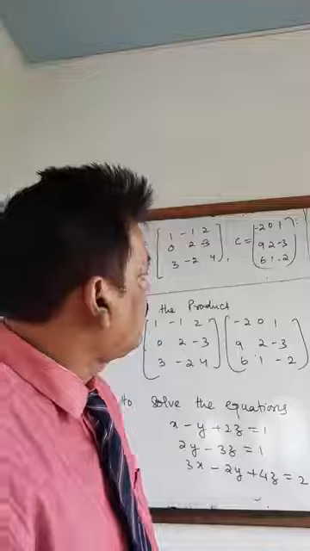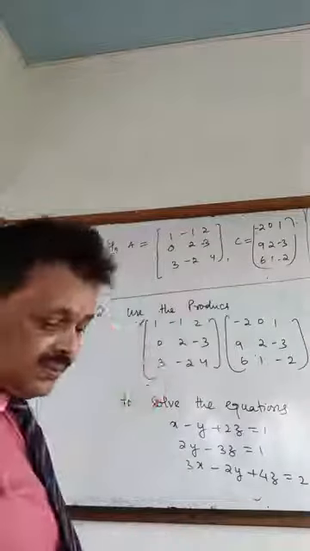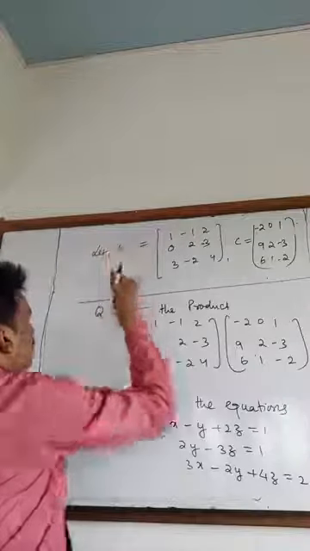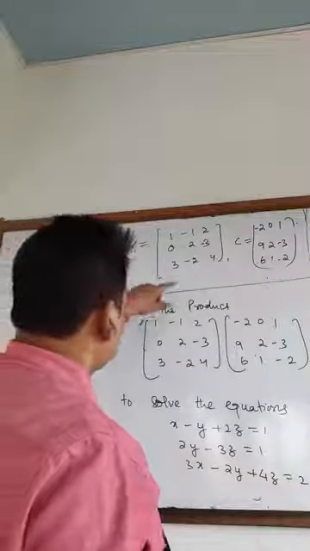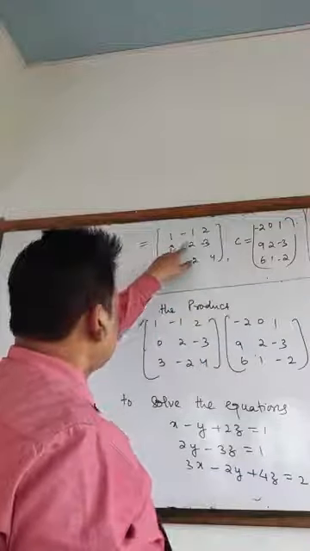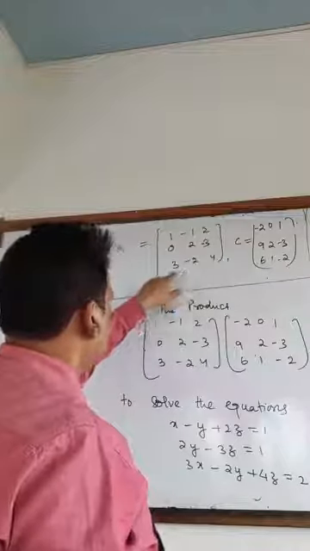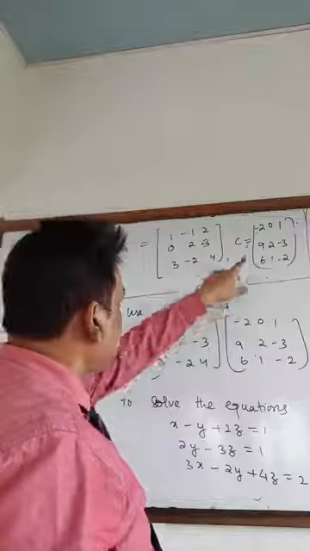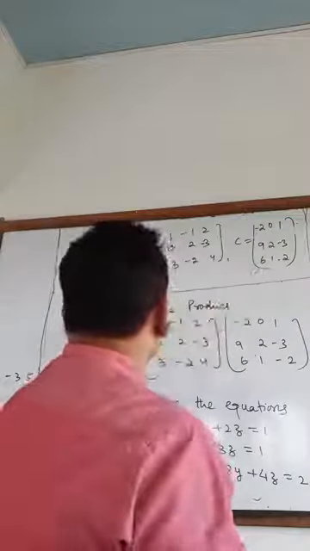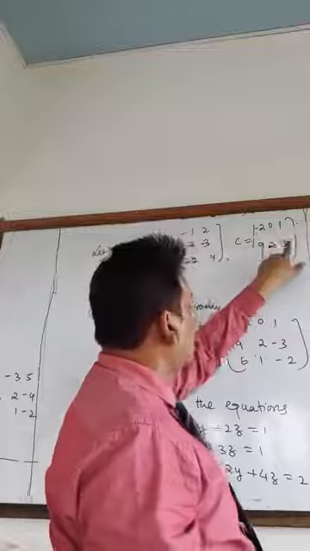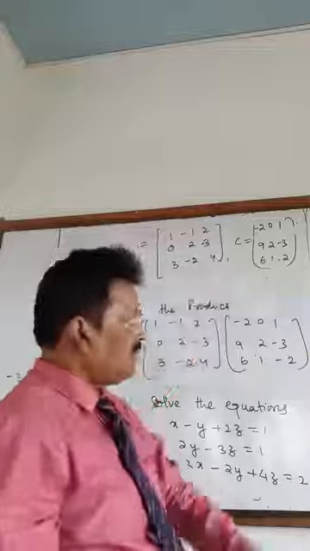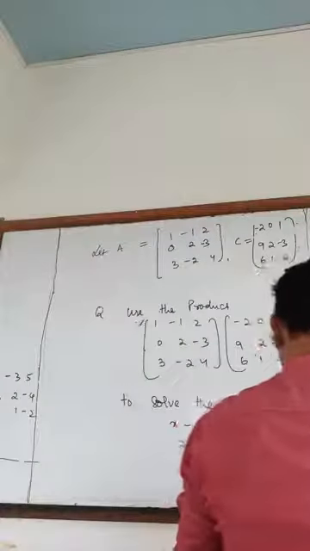So how to solve? Look here. Let A equal 1 minus 1 2, 0 2 minus 3, 3 minus 2 4, and C I have taken here as minus 2 0 1, 9 2 minus 3, 6 1 minus 2. So let's find out this product, then we will solve here.